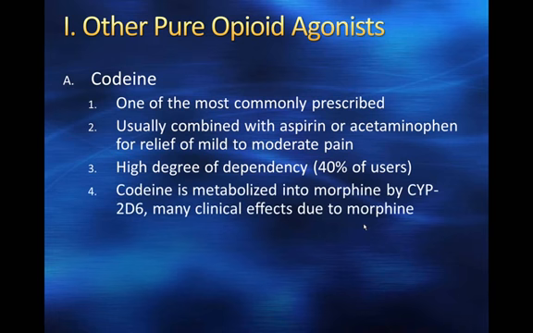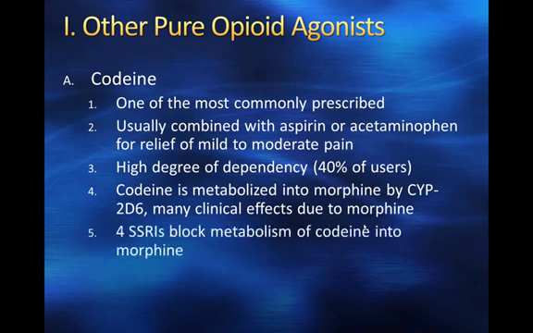Codeine is metabolized into morphine by one of the cytochrome P450 enzymes, specifically 2D6. Most of the clinical effects are due to the metabolism into morphine. There are 4 selective serotonin reuptake inhibitors that block metabolism of codeine into morphine. So if you or someone you know takes one of those, your doctor is going to need something other than codeine to prescribe for pain, and it's important that you let your doctor know that.